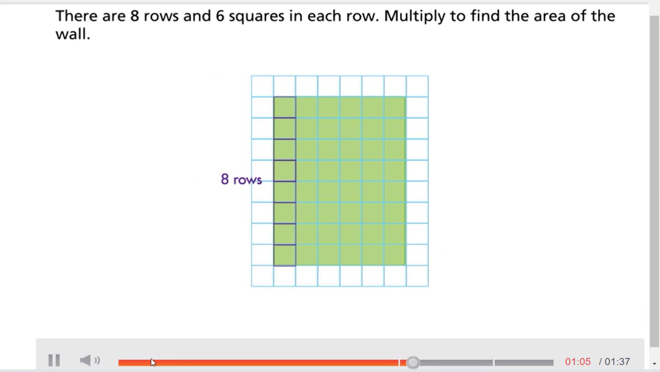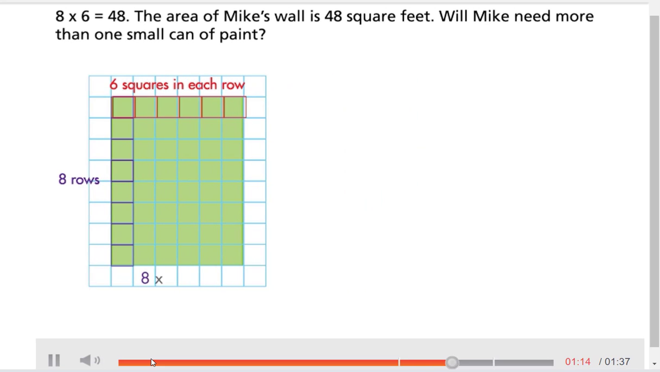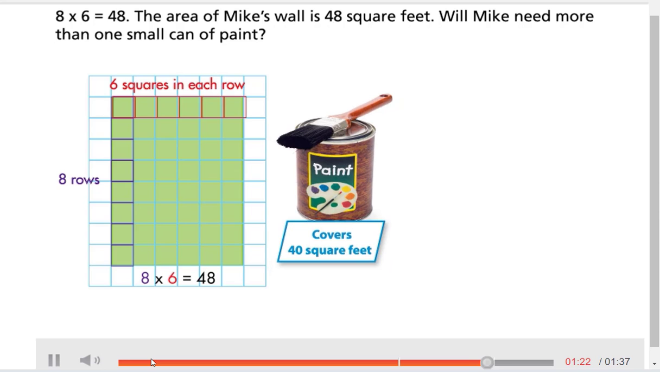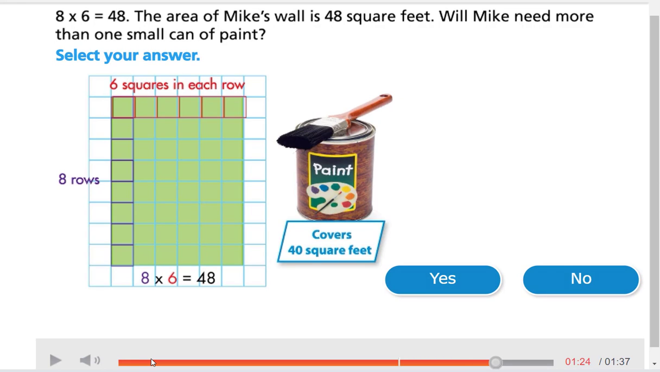There are 8 rows and 6 squares in each row. Multiply to find the area of the wall. 8 times 6 equals 48. The area of Mike's wall is 48 square feet. Will Mike need more than one small can of paint? Select your answer.